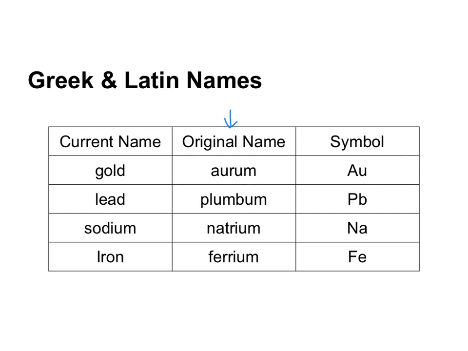So gold is Au, lead is Pb for plumbum, which was that original Latin name. Sodium is Na. This is one that we use a lot in this class, so this one's really important. Iron is Fe. So these are just things to pay attention to when you're looking for these elements on the periodic table.